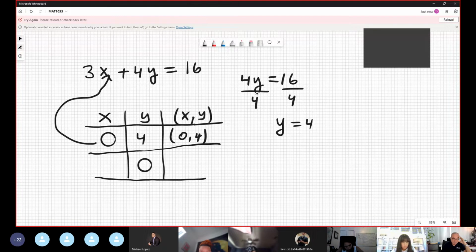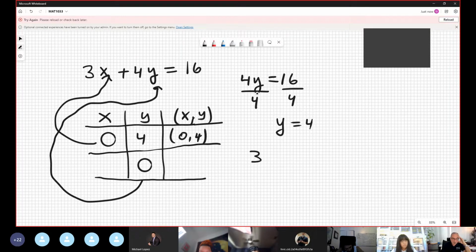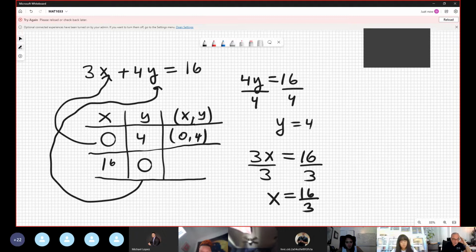Now, in order to find the second point, we plug in y equals 0 here, and my equation is now 3x equals 16, because y equals 0 makes the y part disappear, and now divided by 3, x is equal to 16 over 3, and you understand very well now where I come from with 16 over 3. The point is 16 over 3, 0.